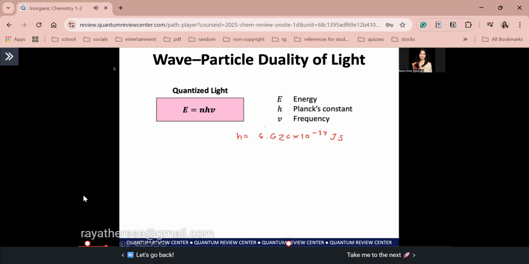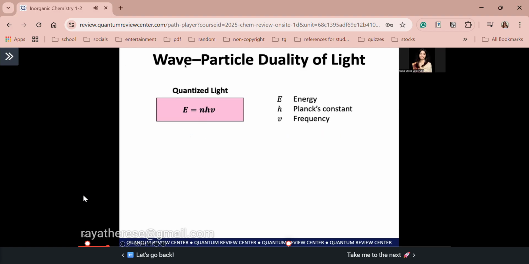So this equation just tells us that the energy of each quantum, let's say the energy of each photon, each electron, depends on its frequency, where higher frequency means greater energy. Now, the variable n represents the different energy levels, where n is equal to 1, 2, 3. So the n is proof that energy is quantized and discrete.